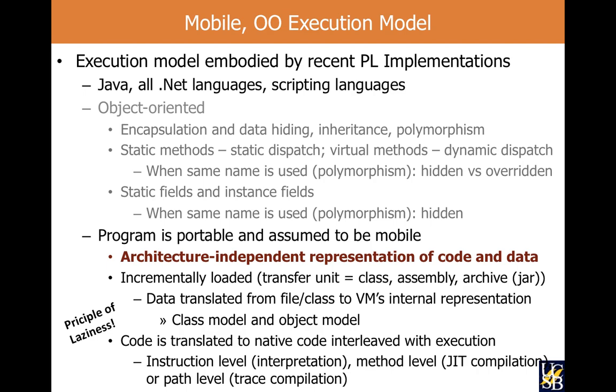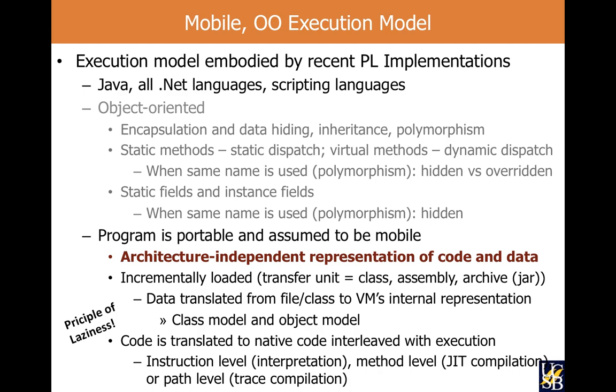Another feature of modern programming languages is that they're portable and assumed to be mobile. That is, the representation of the program is architecture independent so that we can ship it around over a network and load it from different locations and execute it on any machine. This write once, run anywhere model is another way of establishing portability so that program developers do not have to port their code to each architecture or operating system on which they want to run. They simply use a runtime system that has been ported to those architectures and operating systems. And if their programs execute in that runtime system, then their programs are portable.